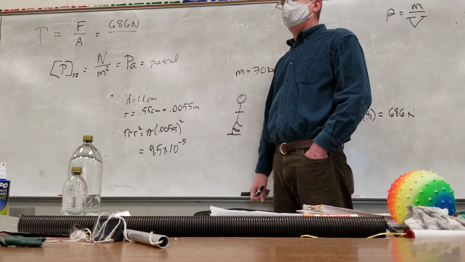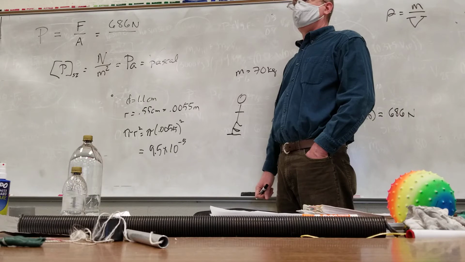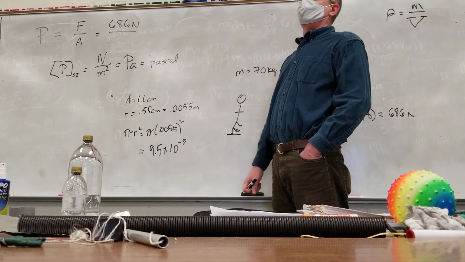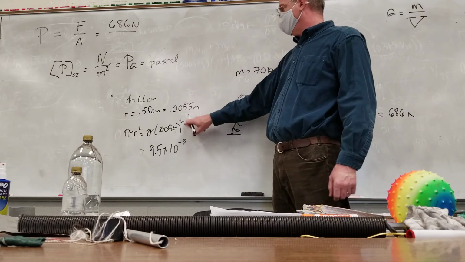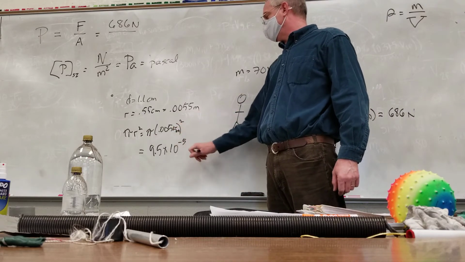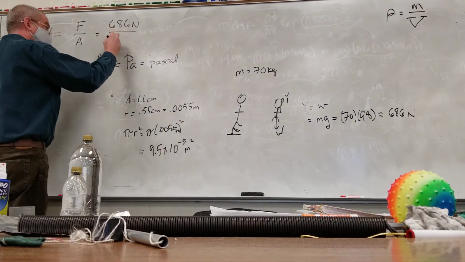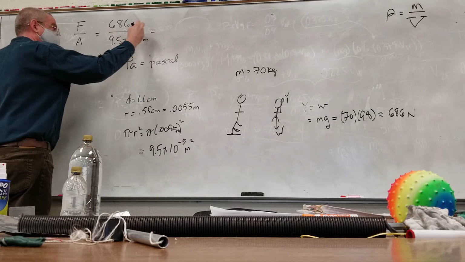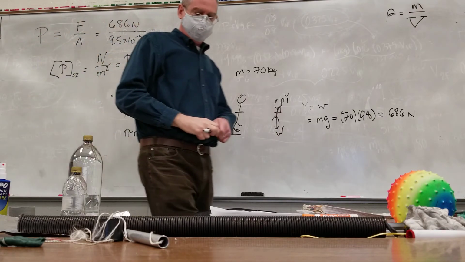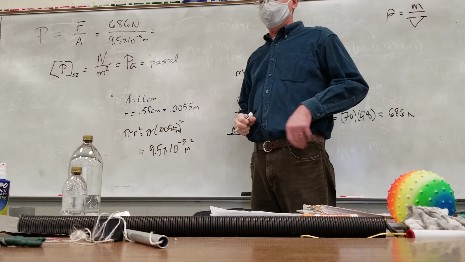Units? Meters? No, not if you stop there. Meter squared. Yes, because you squared it. That's meters inside the parentheses, and the meters get squared also. All right, so divided by 9.5 times 10 to the negative fifth square meters. So we can now find the pressure being exerted.